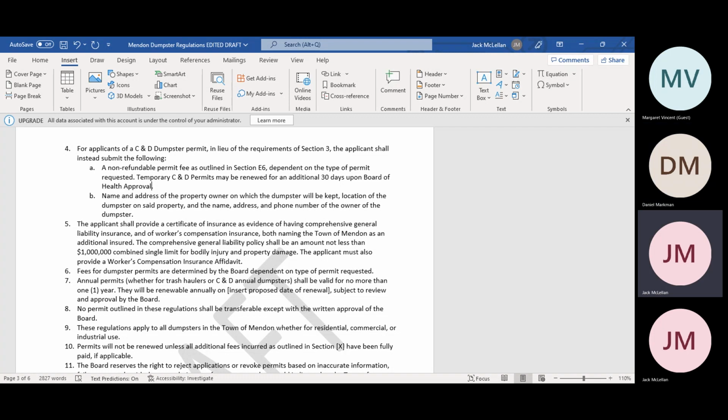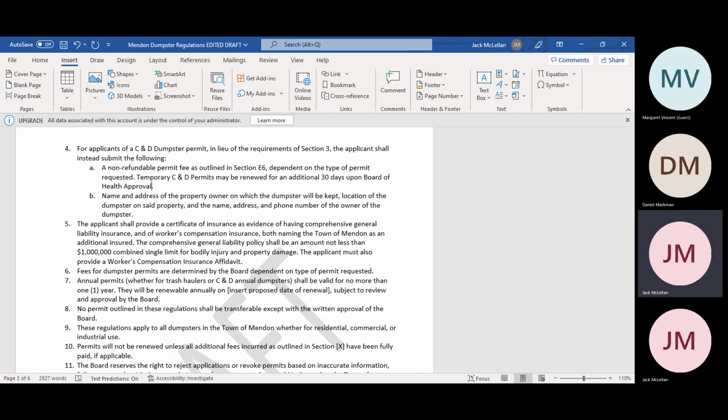How much is our annual dumpster permit for a company? I believe it's something else here. Yeah, so we're only charging 100 a year for a company to be licensed in Mendon. As a hauler, yeah. You currently do not have the dumpster permit that's outlined in these regulations.